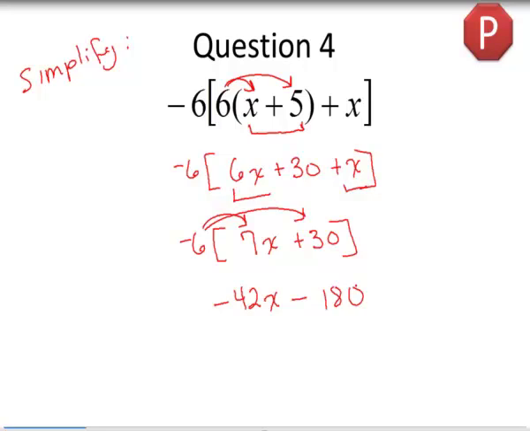After you distribute, you should always look for like terms. Are there any like terms? No, there are no like terms. What makes like terms, you guys? Why aren't these like terms?